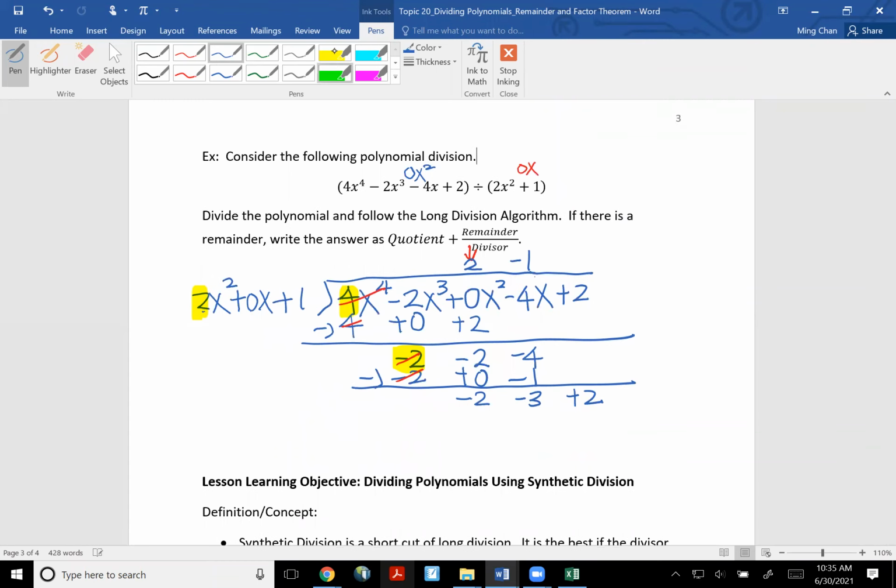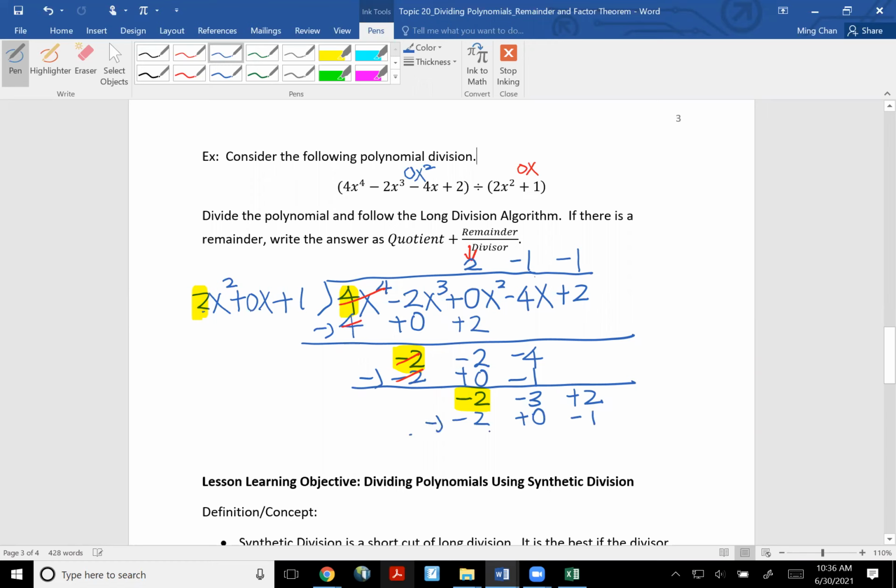So now my first term in the inside is negative 2. I take my first term on the outside, go into the first term in the inside. 2 goes into negative 2 negative 1 times. So that goes above the last term. Multiply again. Negative 1 times 2 is negative 2, put below the first term. Negative 1 times 0 is 0, put below the second term. Negative 1 times positive 1 is negative 1, put below the last term.